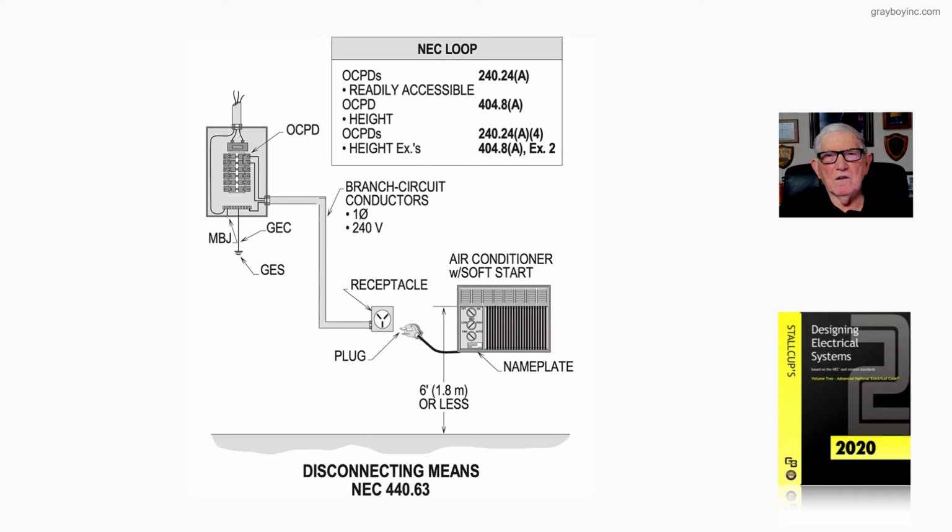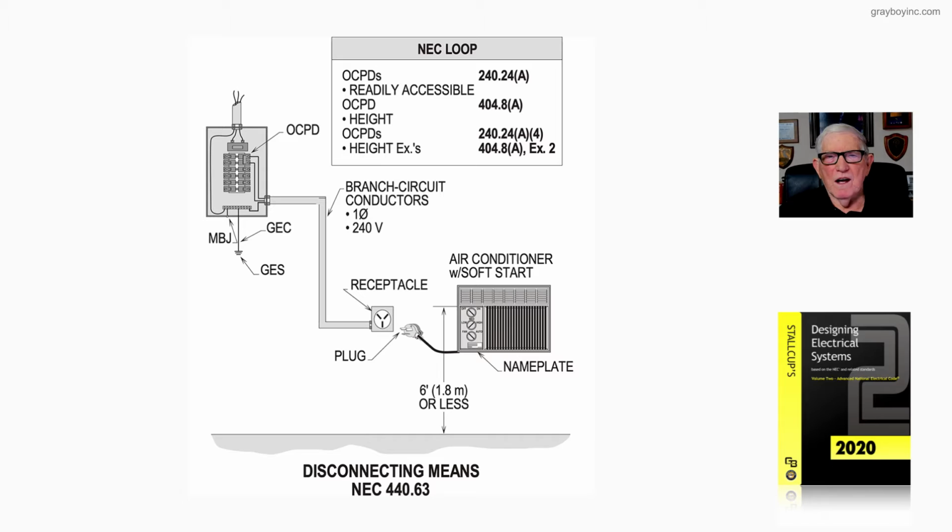Now this figure 19-25A deals with the disconnecting means of a cord-and-plug connected air conditioner in accordance with NEC 440.63. Now, the NEC gives you overcurrent protection devices and the readily accessible requirement for such in 240.24(A).